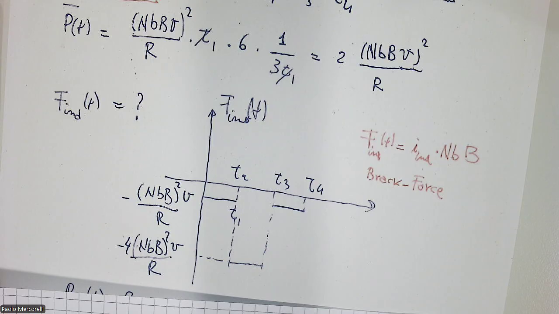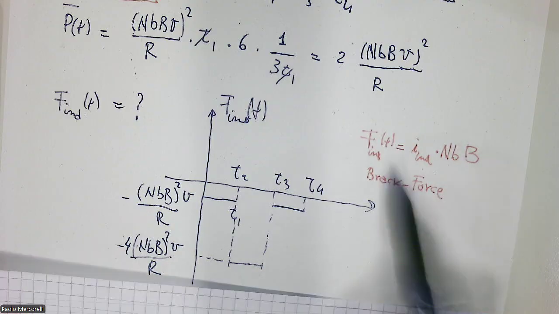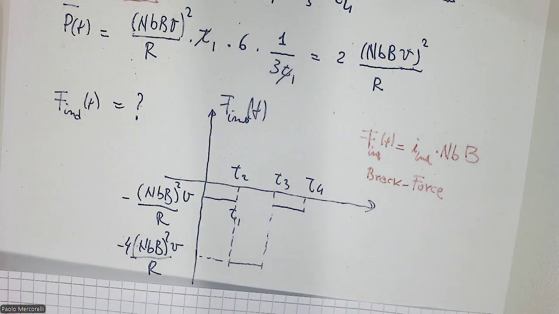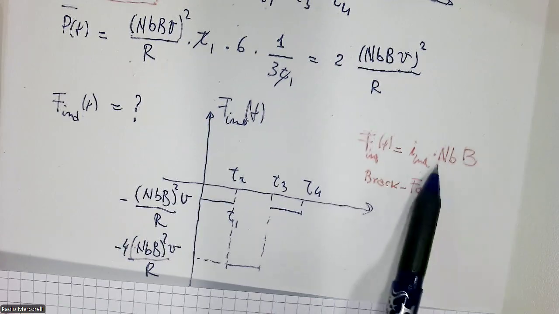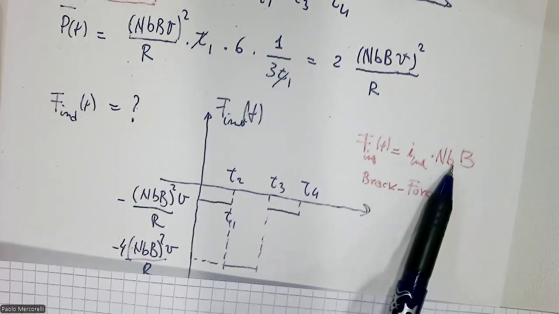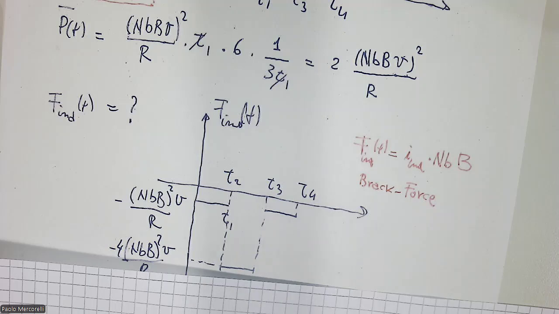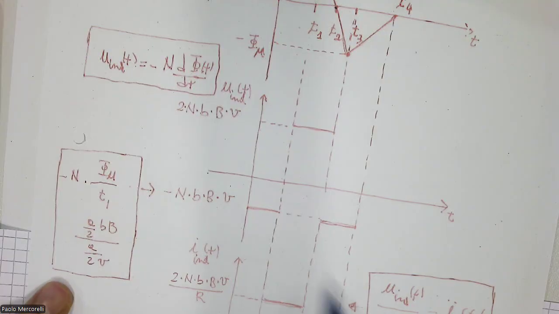Why this? Look at this. In the data sheet, in the Formelsammlung, we have the induced current multiplied by N, multiplied by B, not capitalized, multiplied by B capitalized. Of course, we have to know that the force is the brake force. If you look at the current, it seems to be something strange.